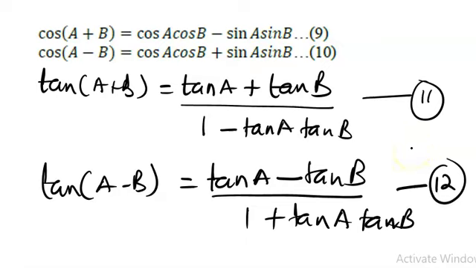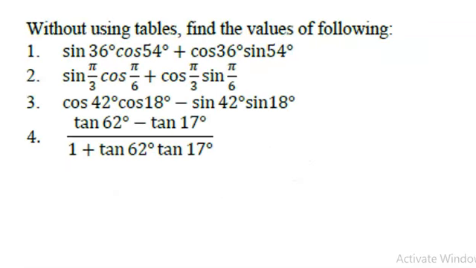So the next thing that we are going to do is to know how to apply these identities in solving questions. So I have some examples here. Without using tables or calculator, find the values of the following. Now pay attention, because I'm going to do 2 of these and then you do 2. So I will work out 1 and then 3. Sine 36 cos 54 plus cos 36 sine 54. So look at the formula very well.